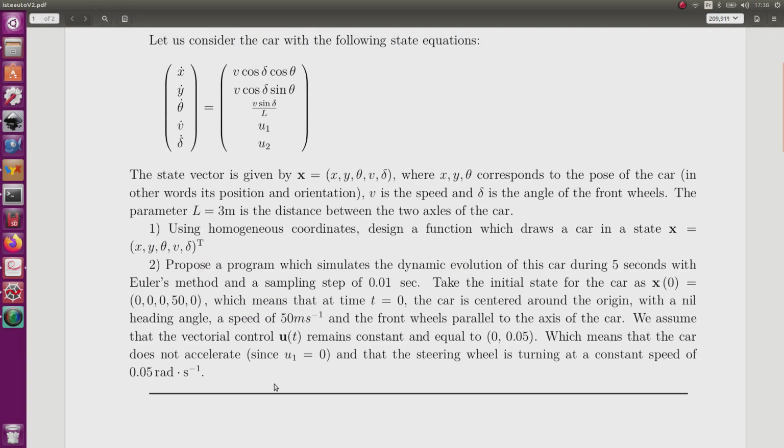For the last question, I have to perform the simulation. So to program the simulation for the evolution of the system for 5 seconds, I will use an Euler method. The sampling time is fixed here. The initial state is also fixed at this, and 50 corresponds to the initial speed.